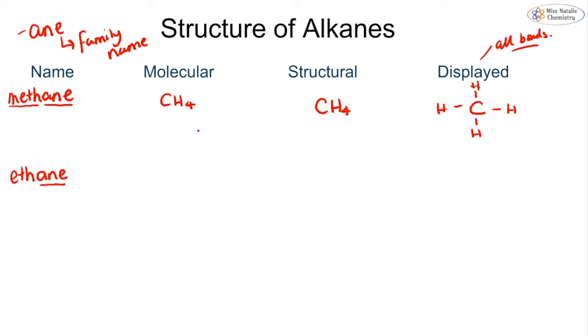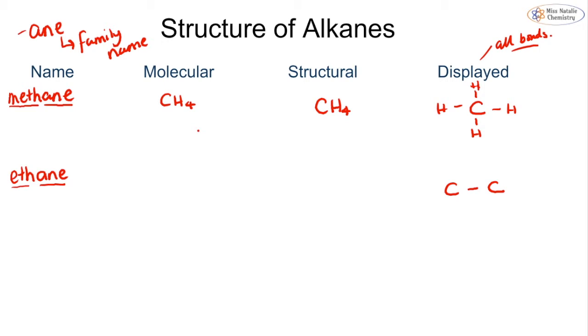Now again, they end in ane because that's the family name, and eth this time means 2 carbons. So if we go to our displayed, we have 2 carbons in a row connected by 1 single covalent bond. Remember, these are saturated, so no double bonds here.